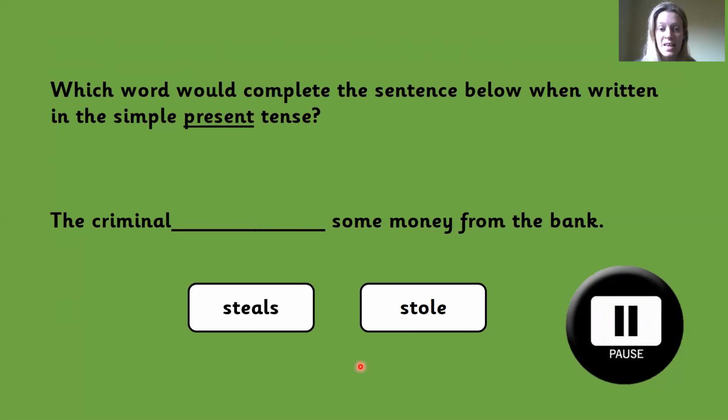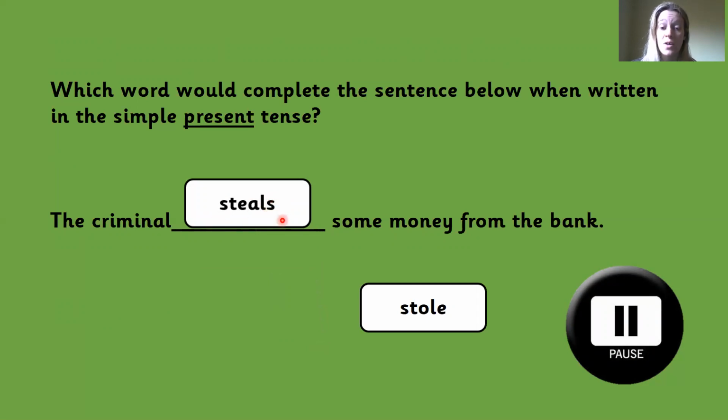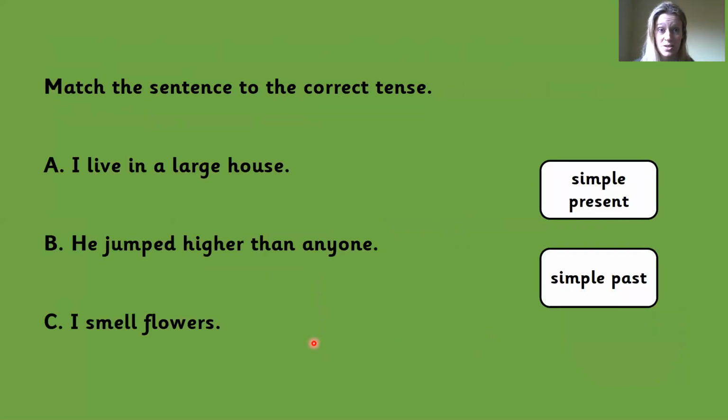Okay, let's see which one we will be putting in the gap. Steal. So remember, it's got that S on the end, and this tells us that it's happening at this moment. Stole is in the past, isn't it? You're saying it's already happened. When we put something in the past tense, we're saying it's already happened.